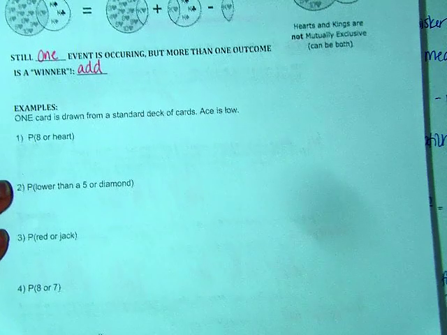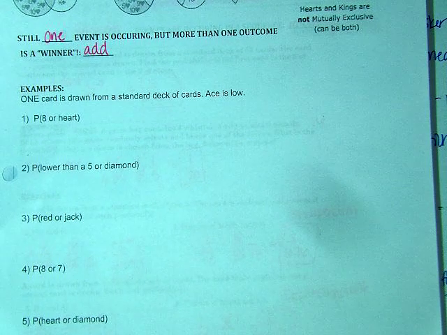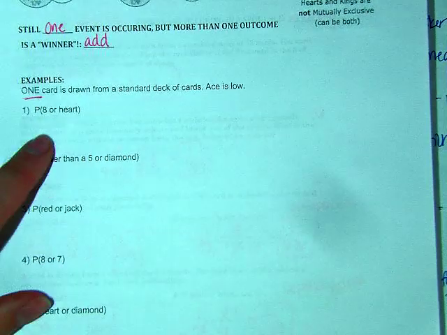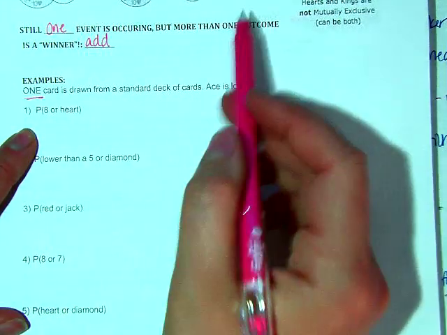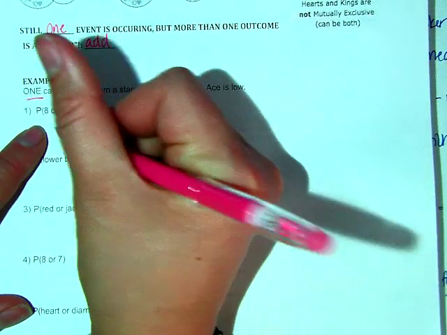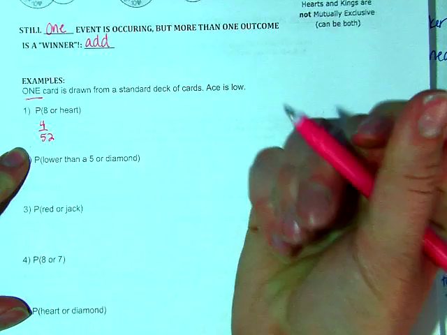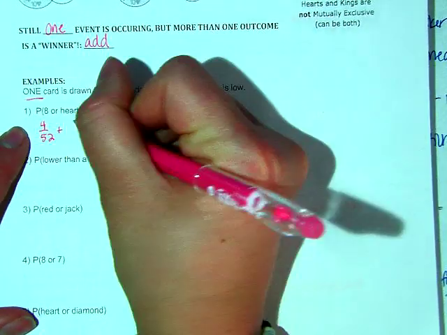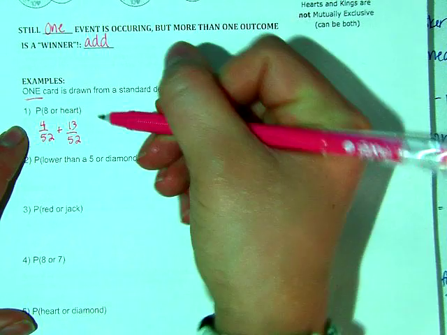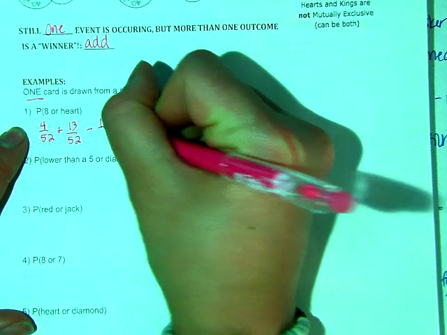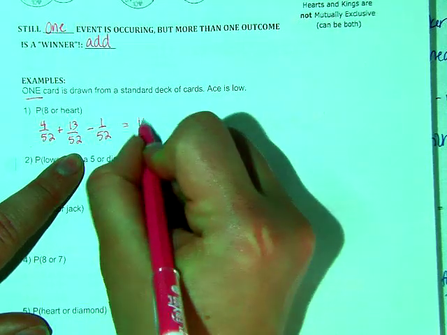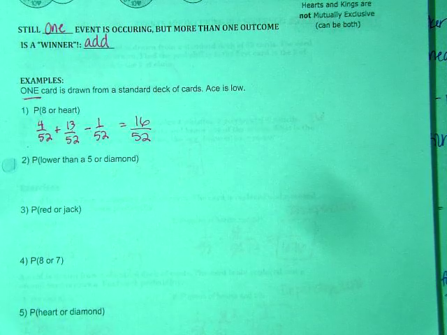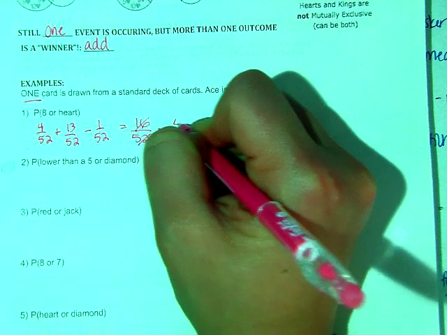This works nicely with decks of cards because there's some overlap there. So one card is drawn from a standard deck of cards. Ace is low, so one card is being drawn. You're a winner if you get an 8 or a heart. Well, is there an 8 of hearts? And the answer is yes, so we're going to have to do some subtracting. So for an 8, there are 4 out of 52, plus hearts, there are 13 out of 52, and there's one 8 of hearts, so we have to subtract that overlap. So we have 4 plus 13 is 17, minus 1 is 16 out of 52, which you can simplify by taking a 4 out, so we get 4 over 13.